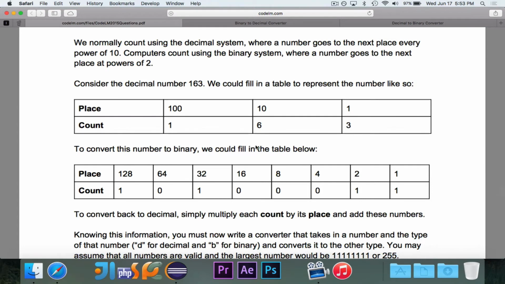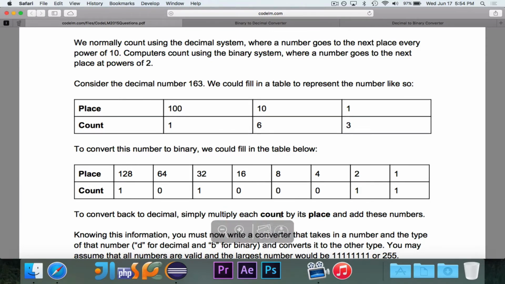If we want to convert this number into binary, we fill out the table below. We start from the largest place, which in this case is the 128's place, and then we count back to 1. We say, okay, there's 128 in there. What do we have left? I think it's 35 left. Well, there are 0 64s in there. There's 1 32. There is 1 2 and 1 1.